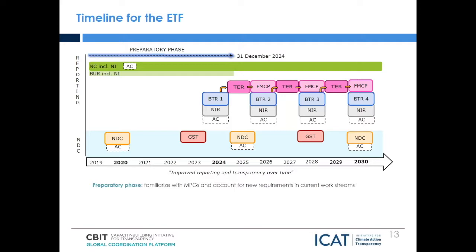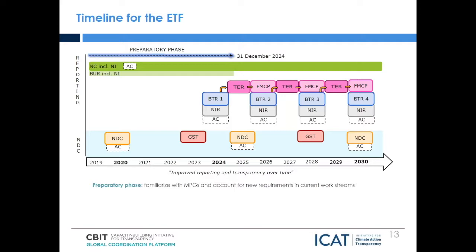So this is to say that countries can already take into account the future requirements for the BTR, which are outlined in the MPGs, when they prepare the upcoming reports or other work streams, such as the NDCs, NCs, and so on. And this can only help in enhancing the readiness for the reporting under the Paris Agreement, as well as the quality of the current reporting as well. But we will talk more about this in the next webinar, I think.